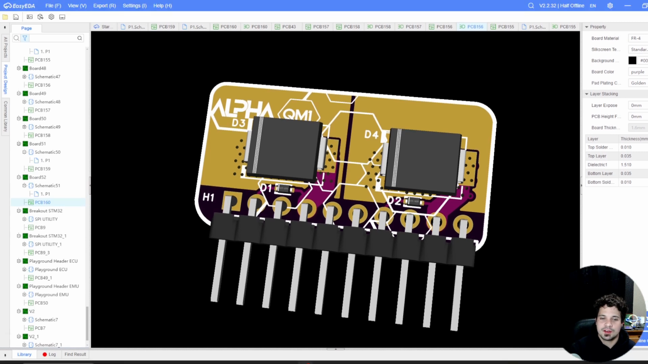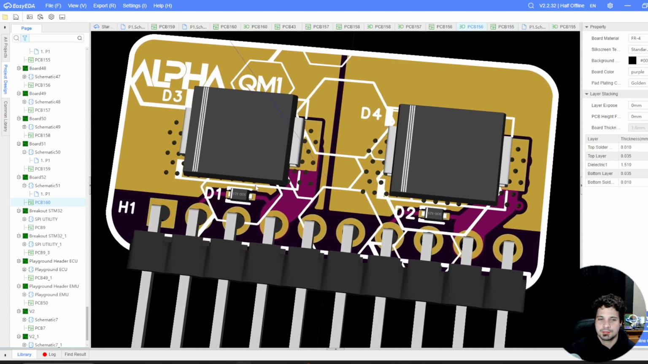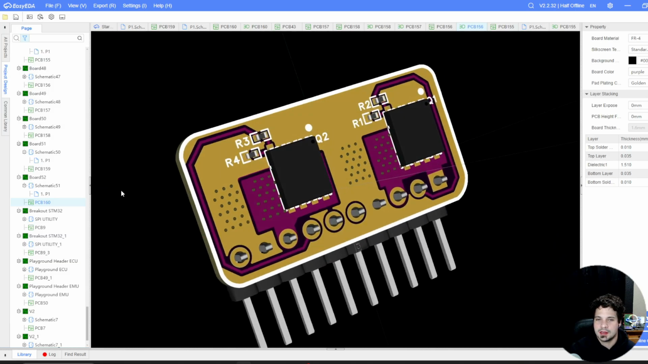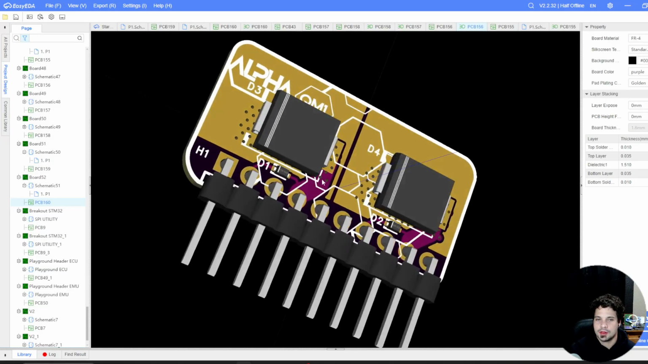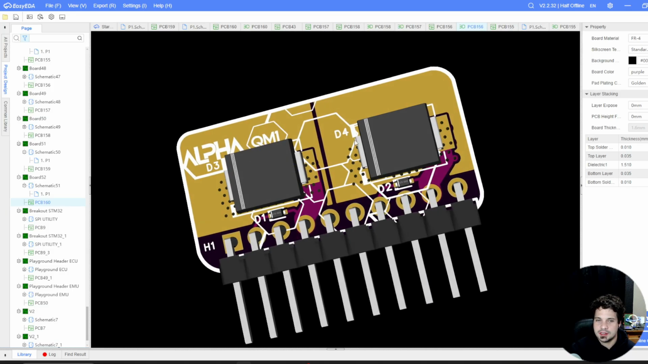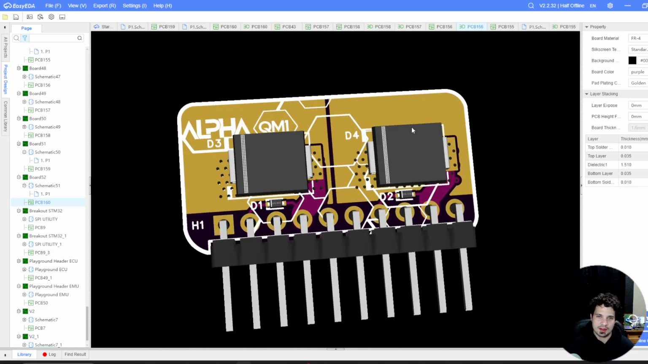Next we have the Alpha QM1 over here. This is another awesome IC that I put together and designed. It's pretty simple. It's got a couple of diodes on it. It's got a couple of clamping diodes as well as a couple of switches on it. This is effectively going to be replacing a driver circuit. So QM1 as well as QM2 are your driver circuits on the ECU. QM1 handles injectors 1 and 2, while QM2 handles injectors 3 and 4.